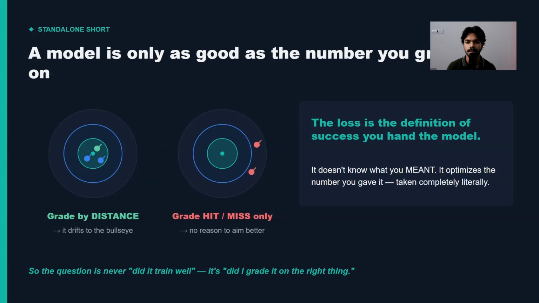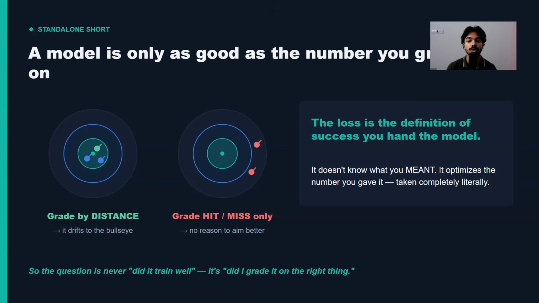Yes or no? Now, a dart 1 inch from the bullseye and a dart clinging to the very outer edge score exactly the same. Both are yes, from the thrower's point of view. There's no reason to aim any better. They're already winning by the only measure that counts. They will become brilliant at hitting the board and terrible at hitting the target.